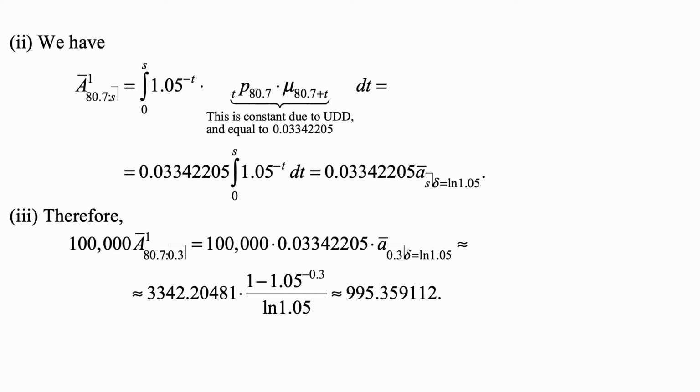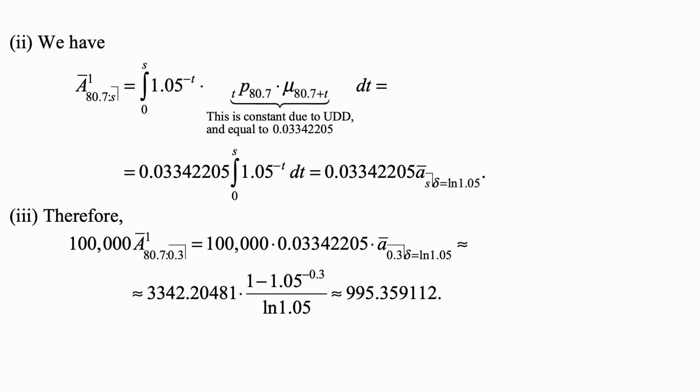For the second part, we have A bar 80.7 colon angle S with 1 above the 80.7 equal to the integral from 0 to S of 1.05 to the minus t, that's a discount factor, times tP 80.7 times mu 80.7 plus t, and this is the PDF of the lifespan of the person between ages 80.7 and 81, and it's constant because of the uniform distribution of deaths, and it's equal to 0.033422205.